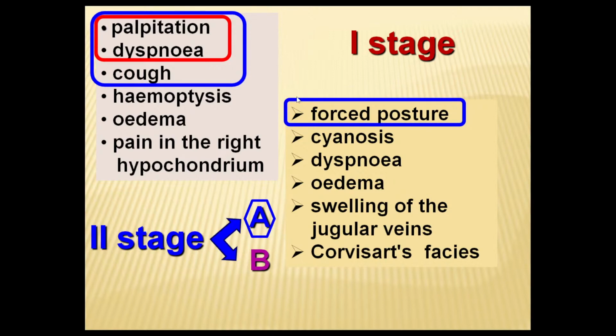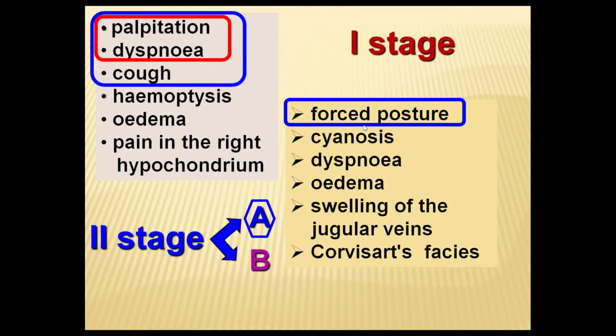On inspection, we can see the forced posture: the patient comfortably sleeps on two pillows or one big pillow. Stage 2A is due to congestion of the lesser circulation because of left ventricular failure.